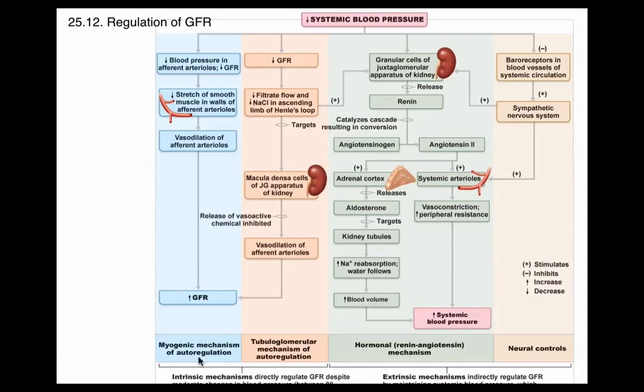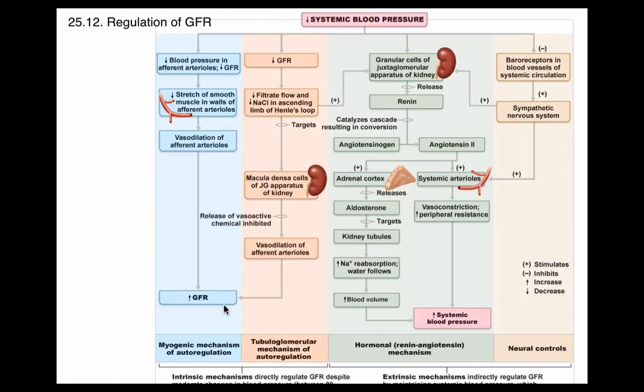Okay, so we got two different routes so far that are intrinsic to the kidney, right? If you decrease blood pressure, the blood vessel will dilate because of the muscle stretch, or if you're producing less filtrate, less sodium going through, the macula densa cells will also communicate to the afferent arteriole to make them dilate, both of which are going to increase GFR.